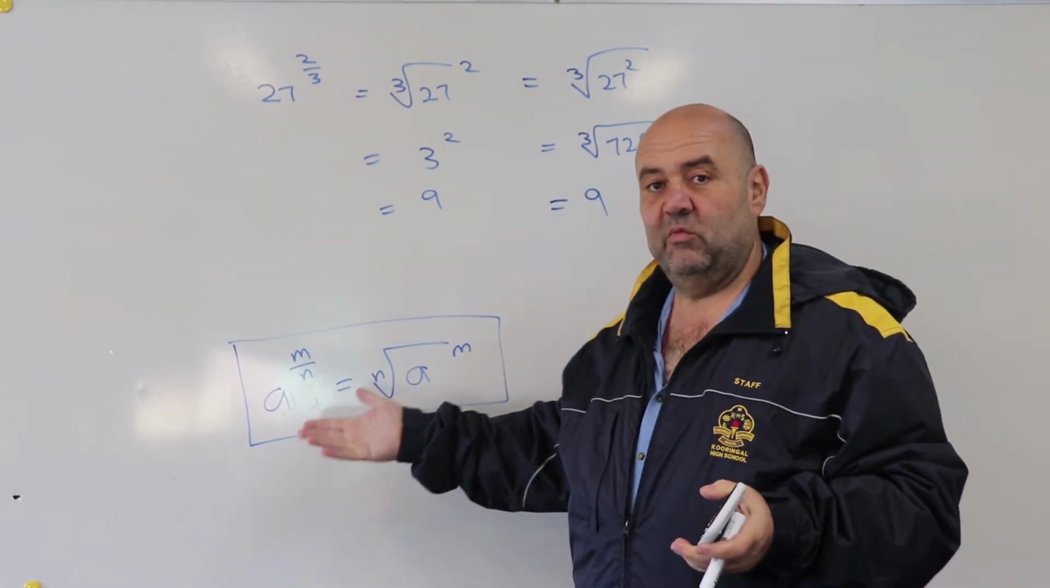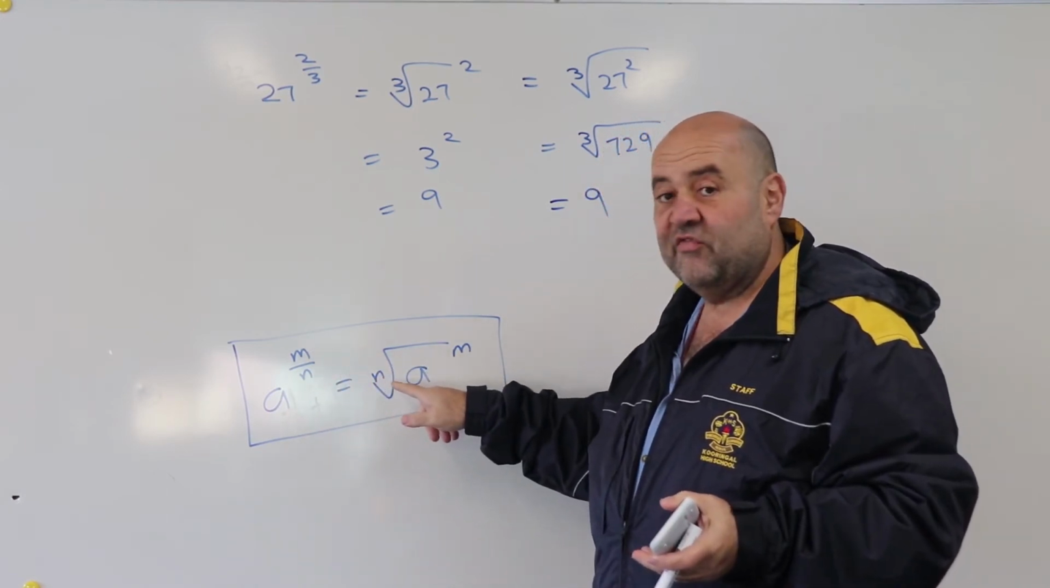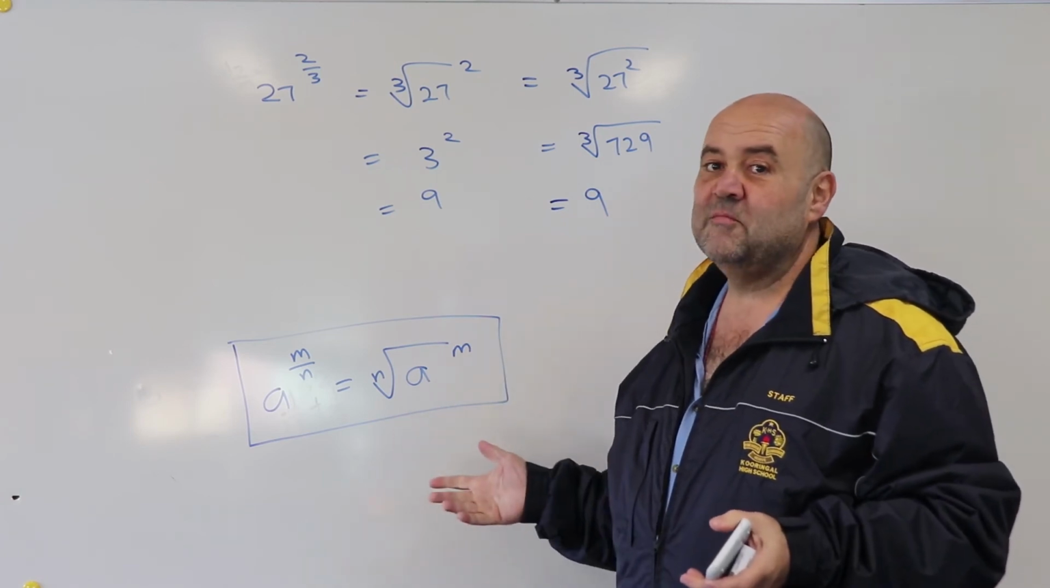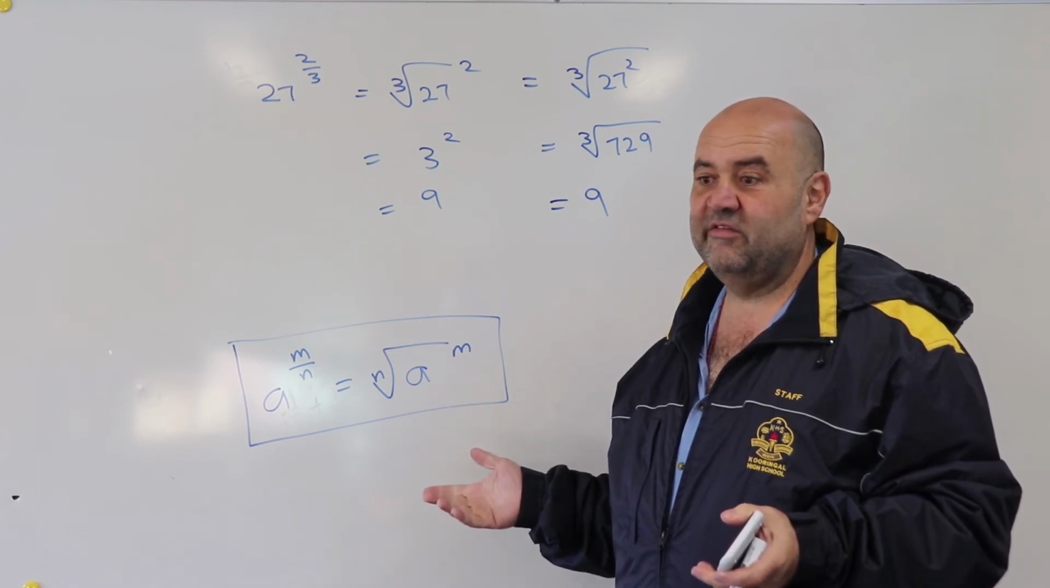But the index law that we want to come away with is this: a to the power of m over n is the nth root of a to the power of m. It looks like a really, really nasty index law. It's actually a very straightforward one, very easy one to use.